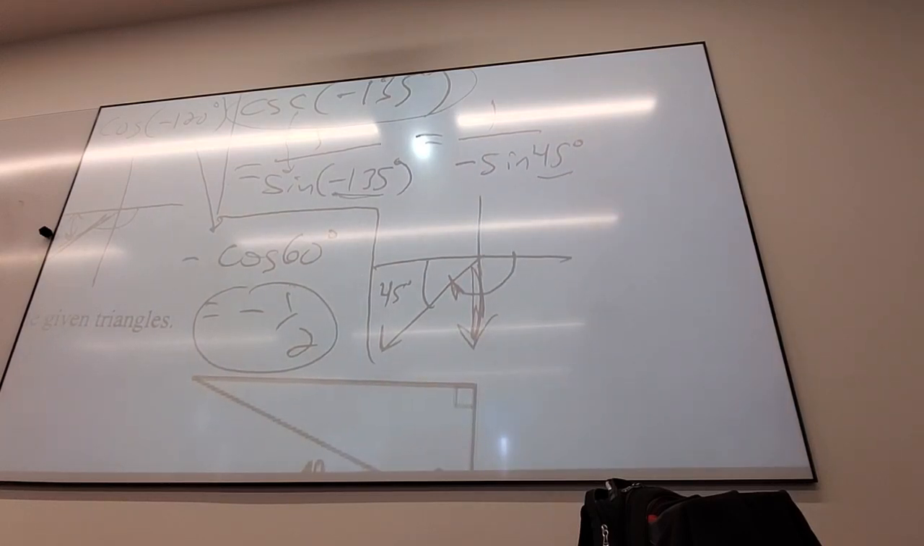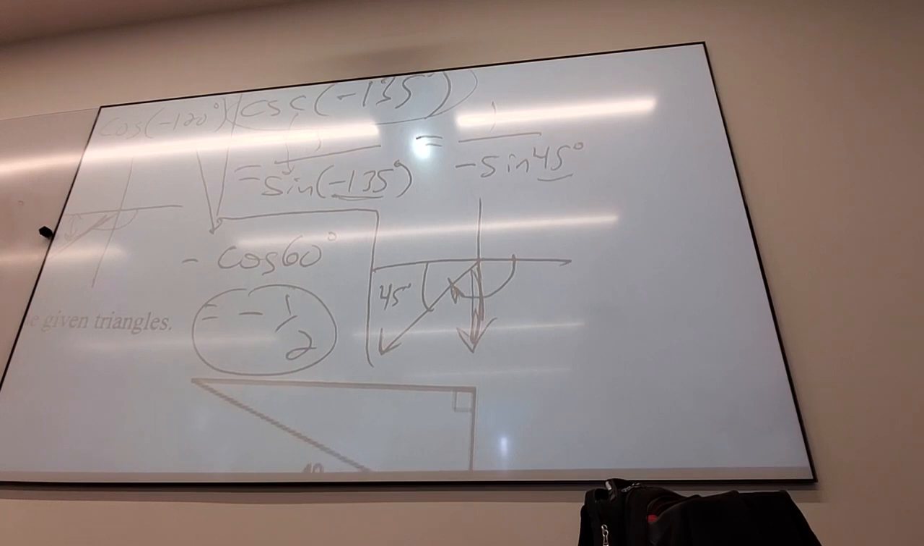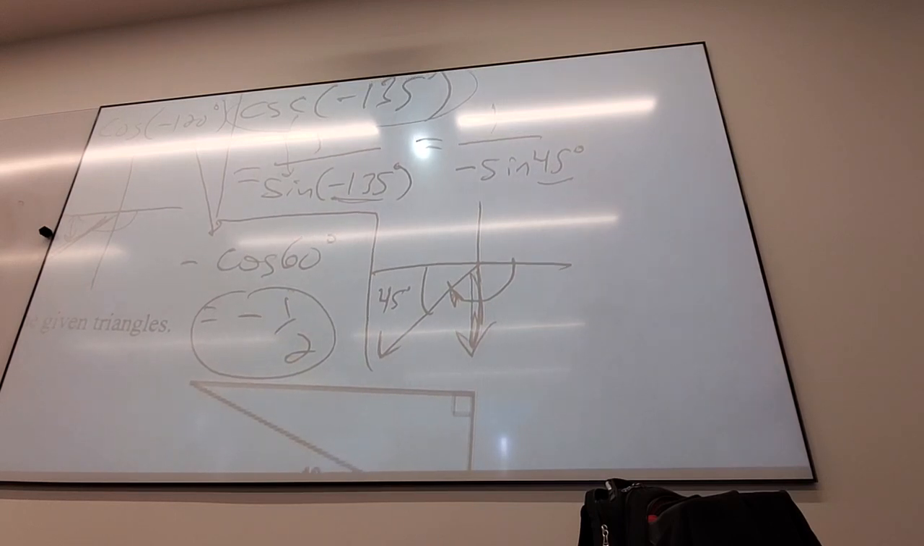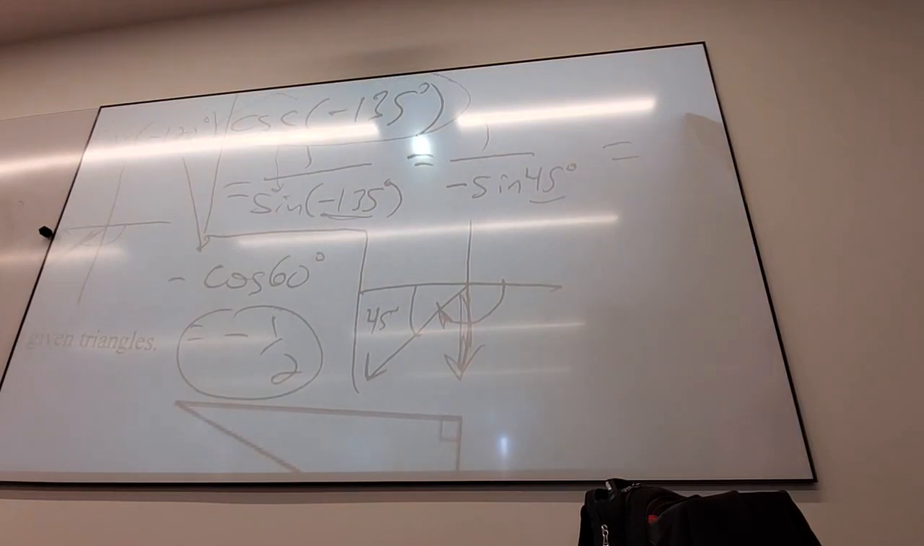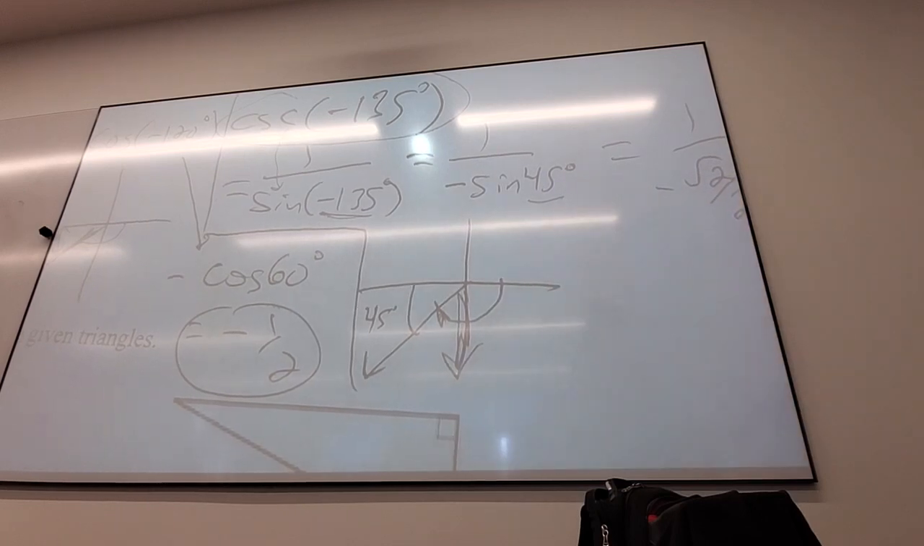Yes. So the trade-off of not memorizing stuff is just remembering the parts, right? Just do one thing at a time. What is sine 45? Rad 2 over 2.